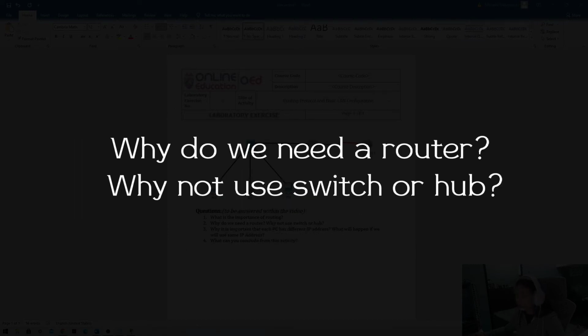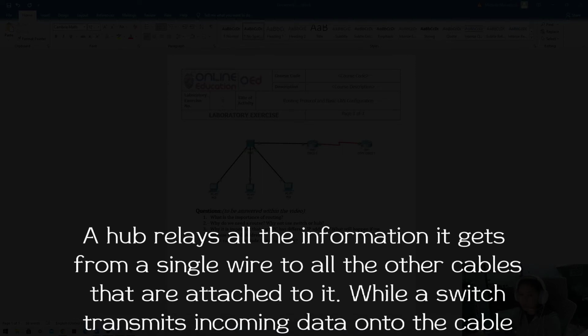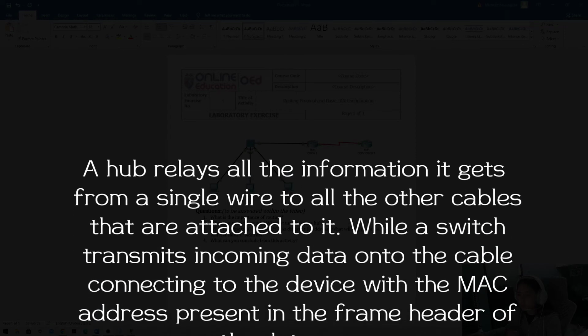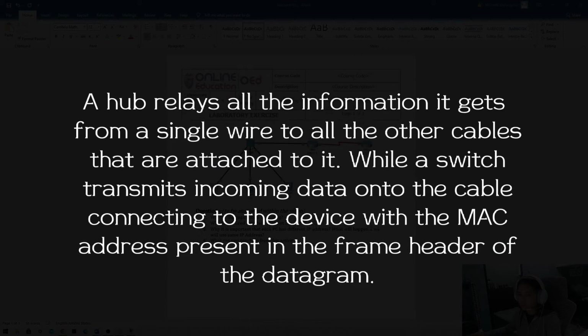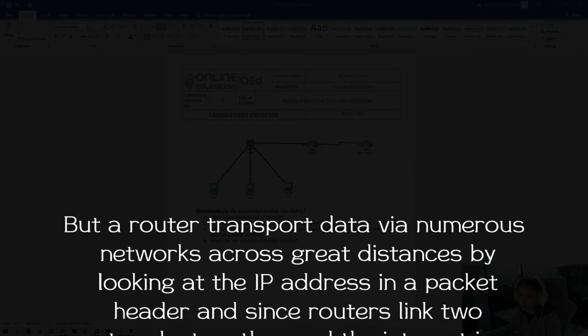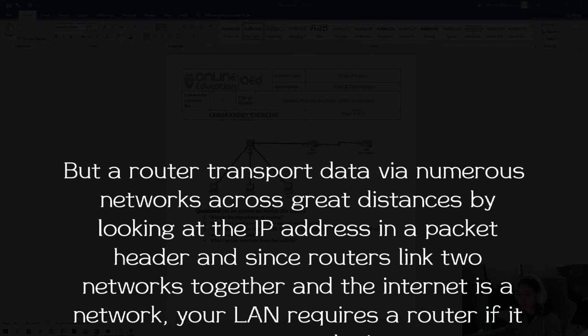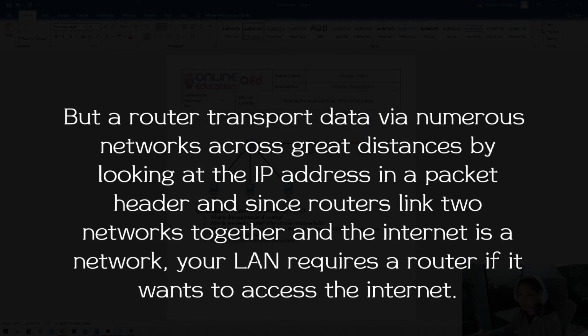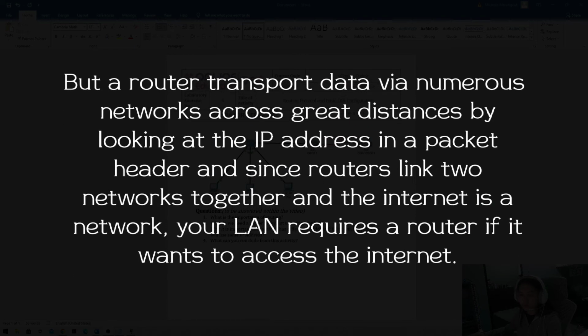Question number 2. Why do we need a router? Why not use switch or hub? A hub relays all the information it gets from the single wire to all the other cables that are attached to it, while a switch transmits incoming data onto the cable connecting to the device with the MAC address present in the frame header of the datagram. But a router transfers data via numerous networks across great distances by looking at the IP address in a packet header. And since routers link two networks together and the internet is a network, your LAN requires a router if it wants to access the internet.